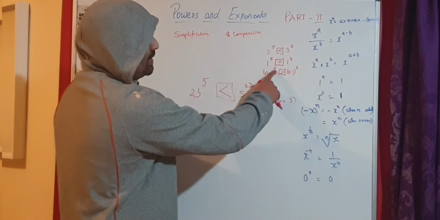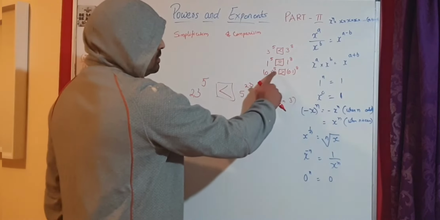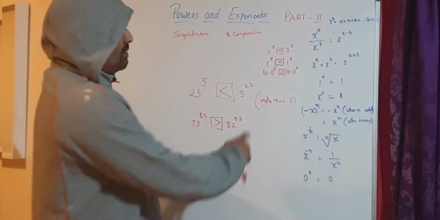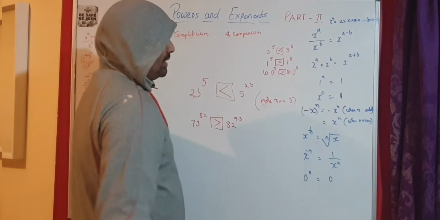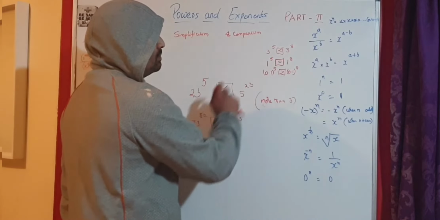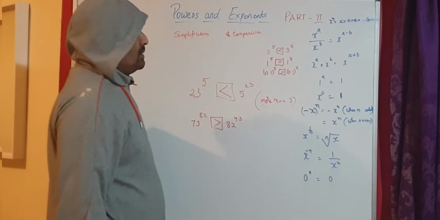So here we have a lesser power, but this number is bigger. On both sides we have 0.1 as the base, and on this side we have a power 5, and on this side a power 8. Still this number is bigger, the one with the base that has the lesser power.